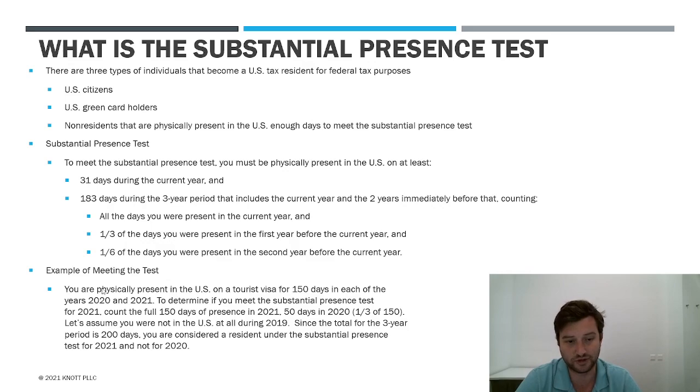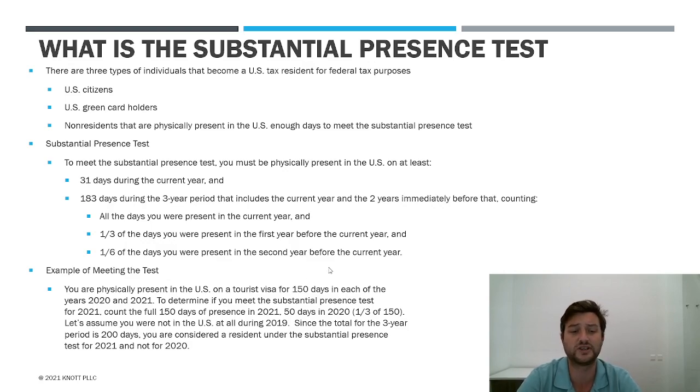So let's look at this example here below. You're physically present in the U.S. on a tourist visa, right? So you're not on a work visa, you're just in the U.S. on a tourist visa. You spent 150 days in 2020 and in 2021. So 300 days total, 150 year one, 150 year two. So if you meet the substantial presence test for 2021, you would count the 150 full days you were in the U.S. for 2021, and then you count 50 days for 2020, right? So 50 days, 1/3 of 150 in 2020 is 50, right? And then in 2019, you weren't in the U.S. at all. So that's just 0.